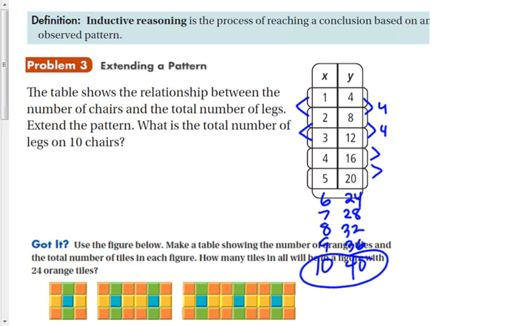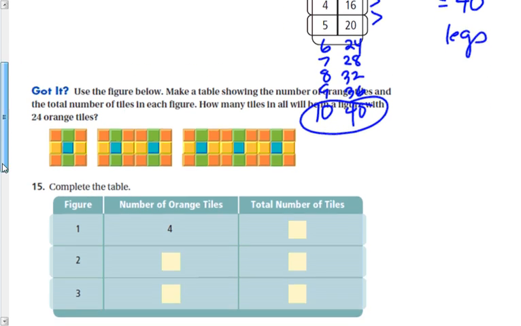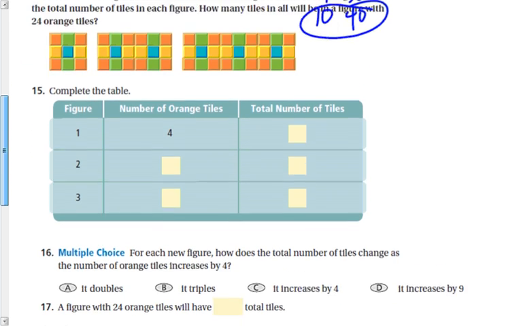The other thing is we could write a relationship between x and y here. We know that y is equal to 4 times x just by looking at our table here. So we could just take 4 times 10 to get our answer, and that's 40 legs. All right, you try it. Make sure you note the colors on this next pattern.